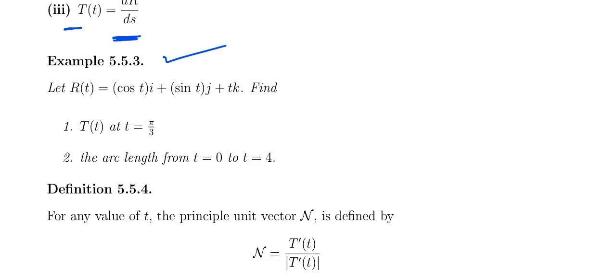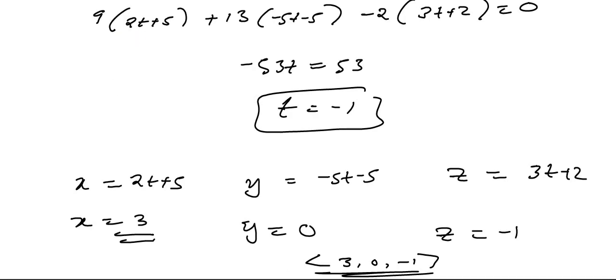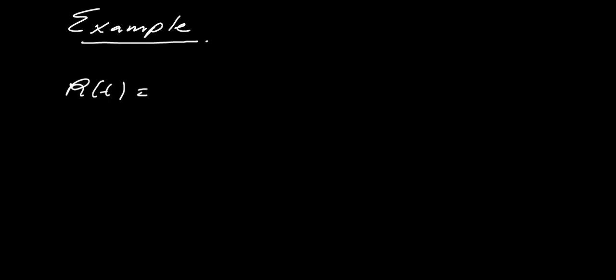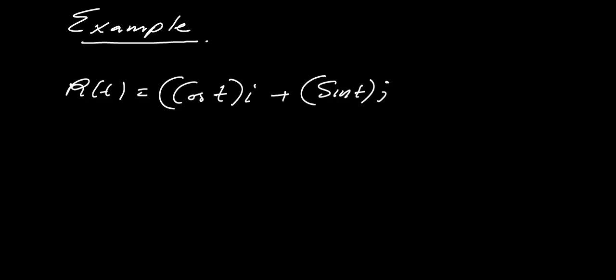They want us to get T, the unit tangent vector, at t equals pi over 3, which is 60 degrees, and the arc length from 0 to 4. That's what they want. So I'll solve it from here. r(t) is given to be cos t i, sin t j, plus t k.